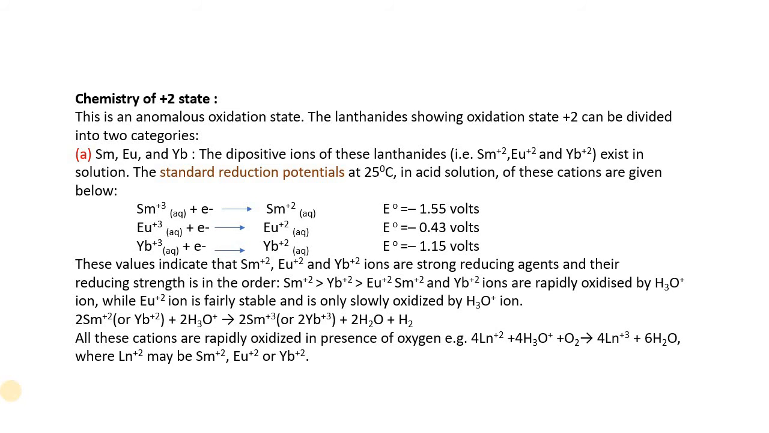ions, while europium +2 ion is fairly stable and is only slowly oxidized by water containing acids, that is H3O+ ion. Check the reaction. You can write terbium instead of samarium also, and the same type of reaction occurs. All these cations are rapidly oxidized in the presence of oxygen, and the species which becomes self-oxidized is called a reducing agent. We know that. Check the reaction.